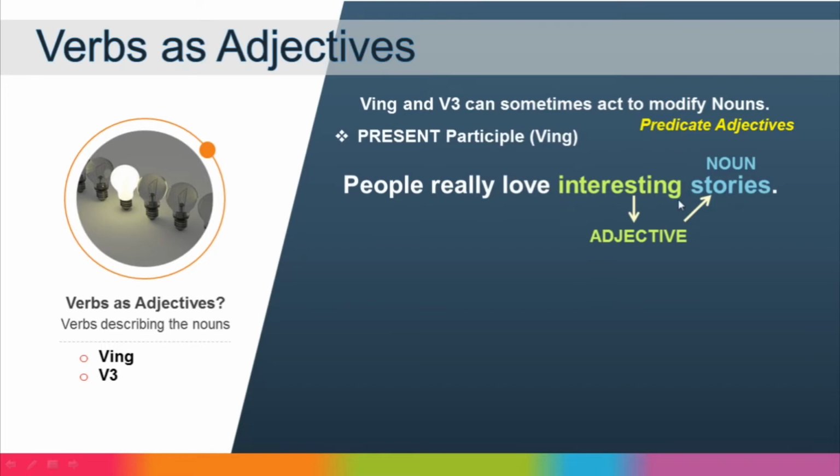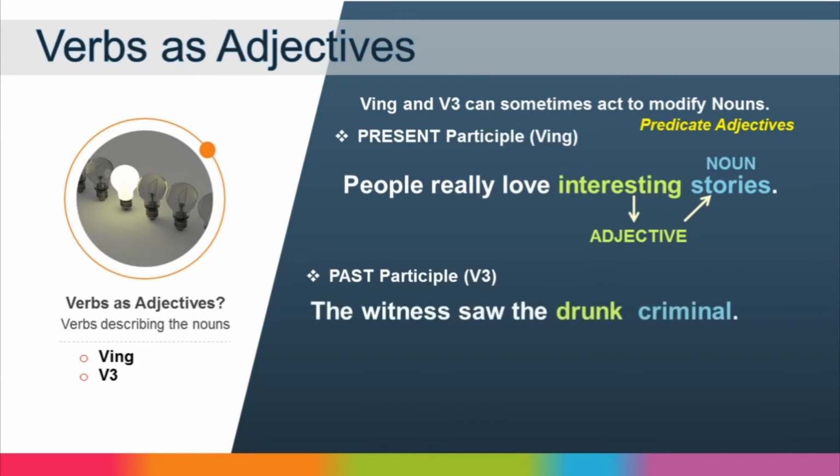Those are interesting stories. And another kind of verbs that act as adjectives are past participles in the form of verb 3s. As we see in the example sentence here, the witness saw the drunk criminal.